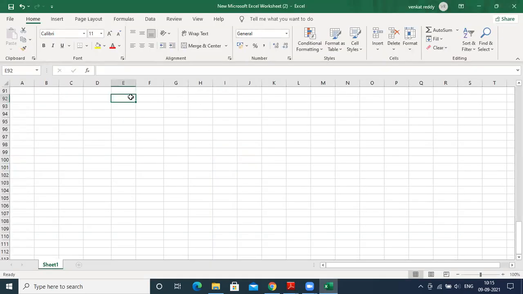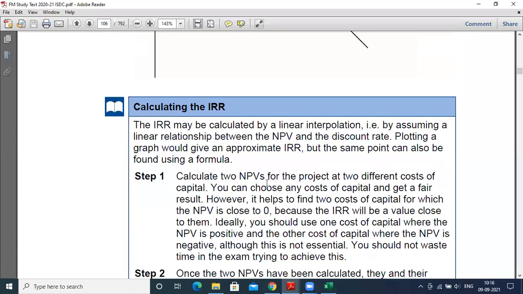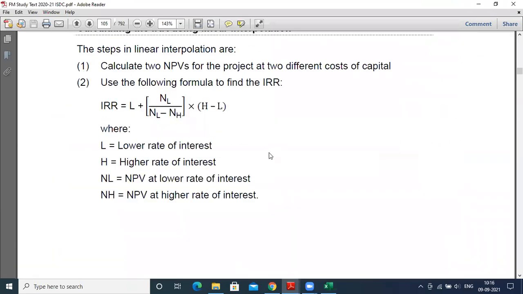Now let us assume that, once everyone please looks at the formula. The formula for internal rate of return. Just see the formula.